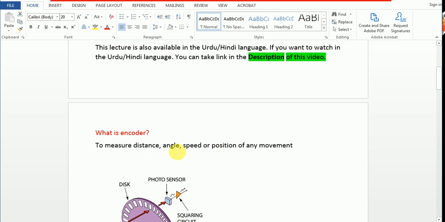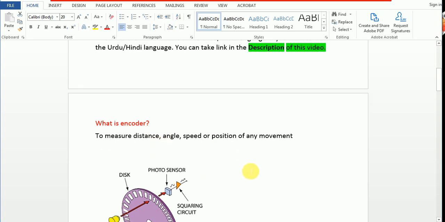So the first question is, what is an encoder? Encoders are used to measure distance, angle, speed and position of any movement. We mean linear movement or rotating movement. So we use an encoder to measure distance, angle, speed and position.